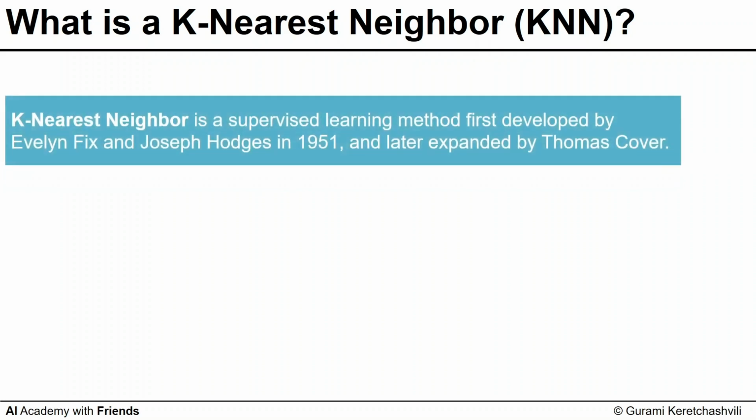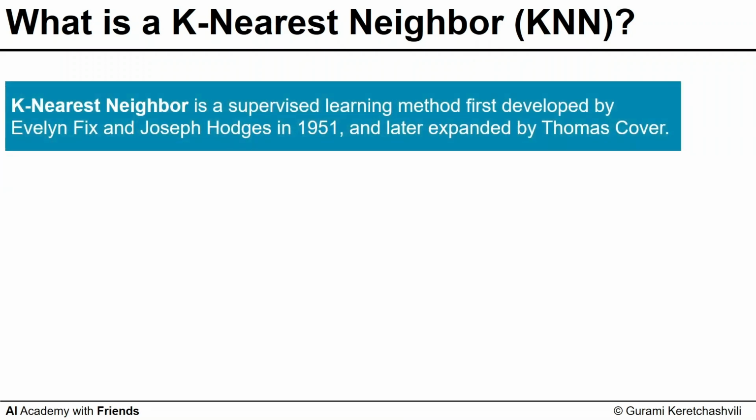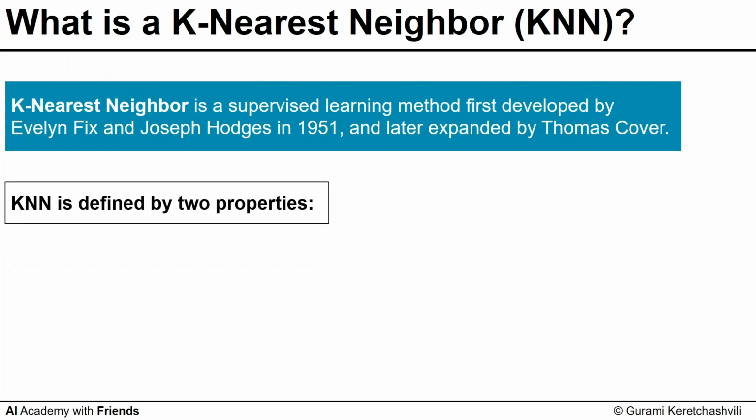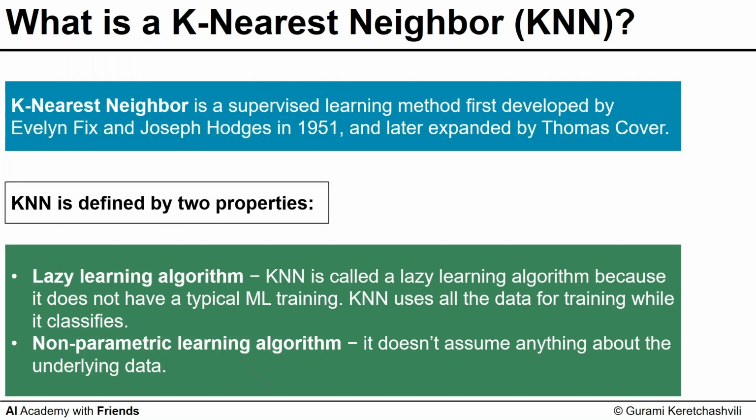K-nearest neighbor is a supervised learning method, which means that it requires labeled data. It was developed by Evelyn Fix and Joseph Hodges in 1951, and later expanded by Thomas Cover. So, this is an old algorithm. It's defined by two main properties. First, lazy learning, which means that it does not have a typical machine learning training, but it uses all the data for training while it classifies. Second, it has non-parametric learning, which means that it does not assume anything about the underlying data. It does not have any trainable model parameters.